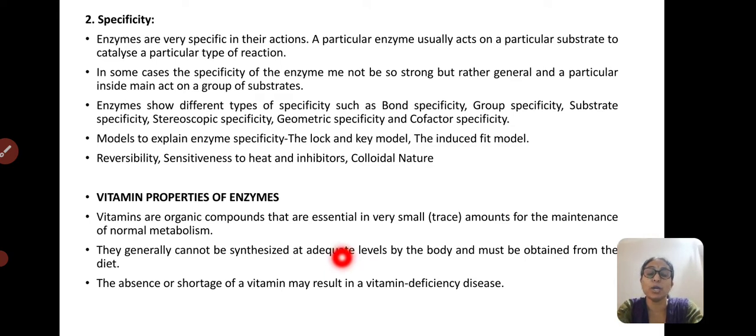Most of the vitamins are essential vitamins, like essential amino acids. Most of the enzymes are formed with the help of these vitamins. So vitamins, and also derivatives of most vitamins, act as important coenzymes and cofactors. Thus, the absence or shortage of a vitamin may result in a deficiency disease. In the same manner, enzyme deficiency also causes disease and impairs the metabolic activities.